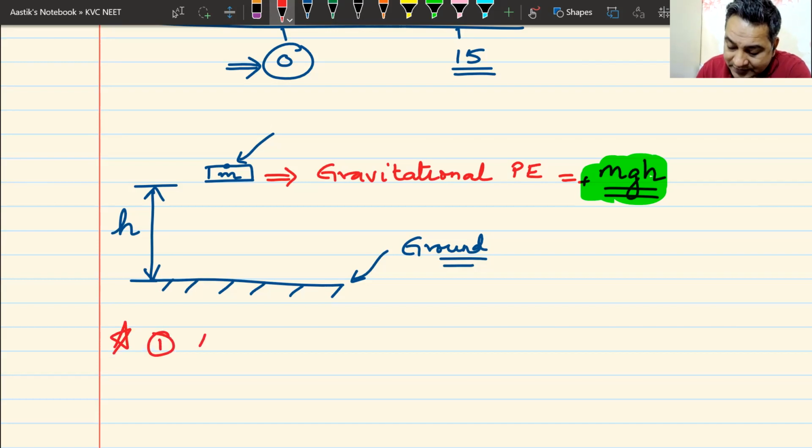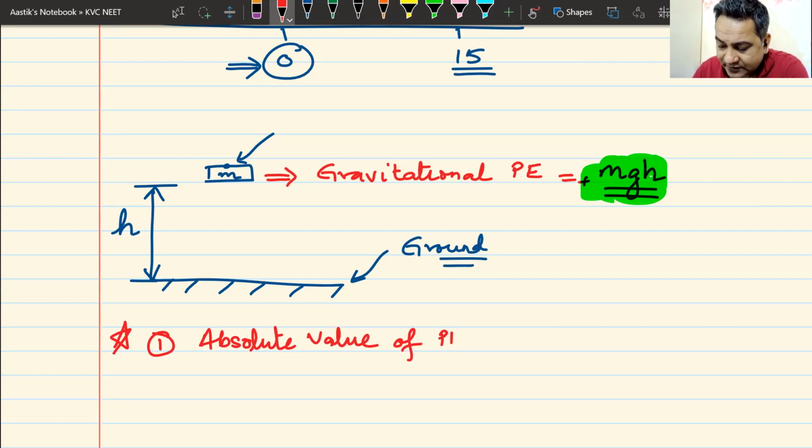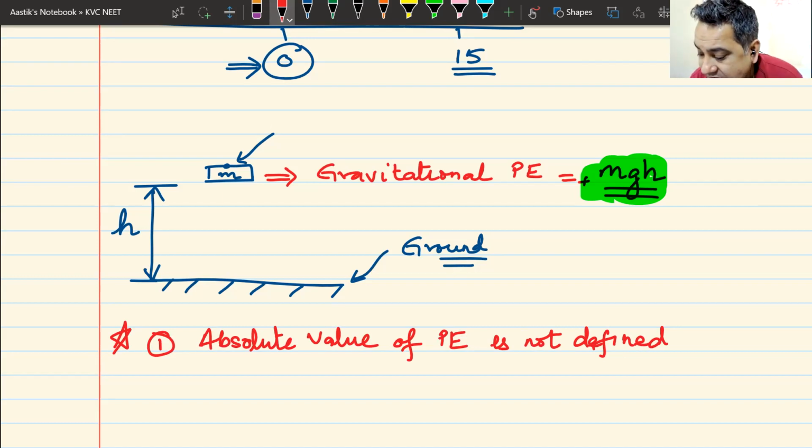Point number one, everyone write it together. Absolute value of any potential energy, so I will just write it as PE. Absolute value of potential energy is not defined. That is the first thing that we as students of physics should remember. Absolute value of potential energy is not defined.